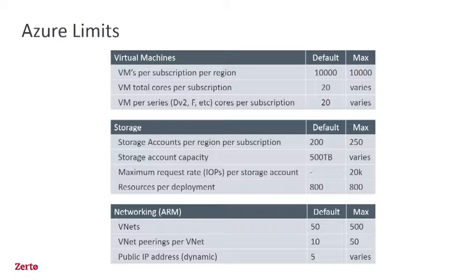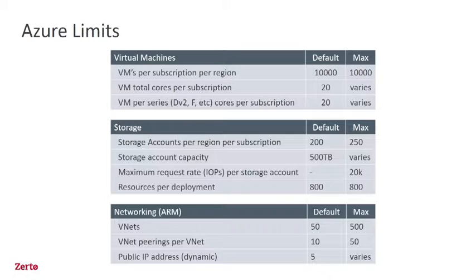Then you also get into storage accounts. Storage account capacity, 500 terabytes. It varies when you say, hey, I need more storage. Microsoft will come back and say, okay, well, number one, why? Number two, how much? And number three, we're going to need to justify this. So they're a little more picky on storage than they are on CPUs or VMs.